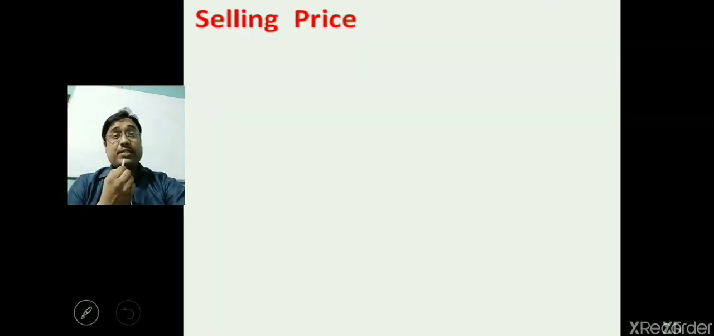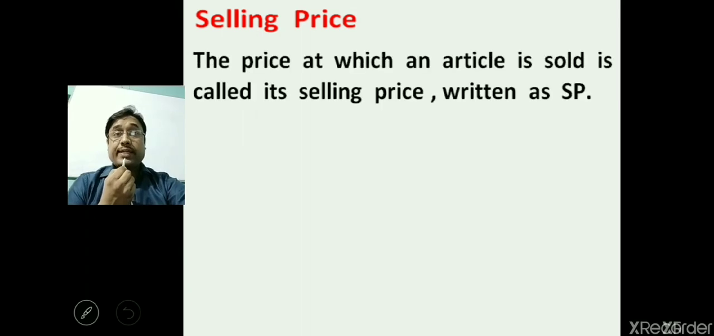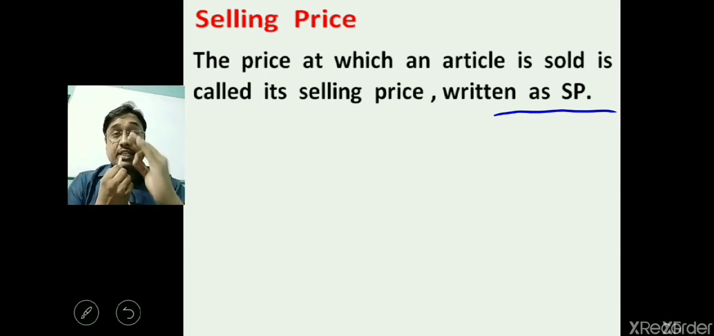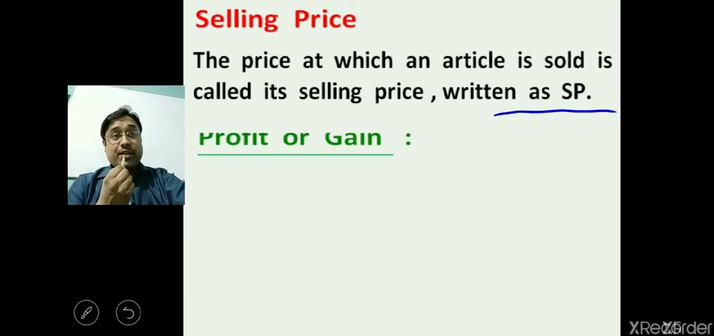Now the next term is selling price. This is also a very important point that we all should know: the price at which an article is sold is called its selling price, which in short we write SP. In books also you will see it written SP, and this SP represents the selling price. I hope this is clear. The selling price is the price at which we are going to sell any object. Now profit and loss is highly dependent upon these two points, cost price and selling price, but mainly it depends upon the cost price, students.